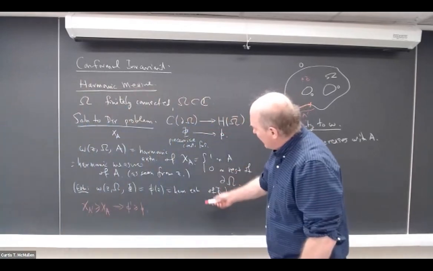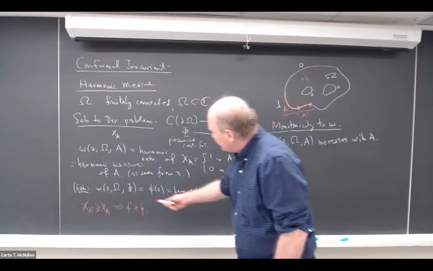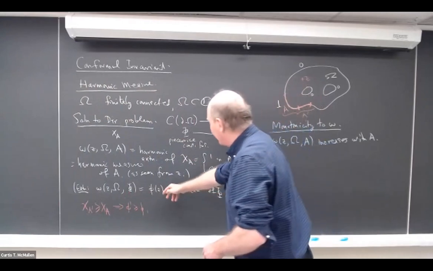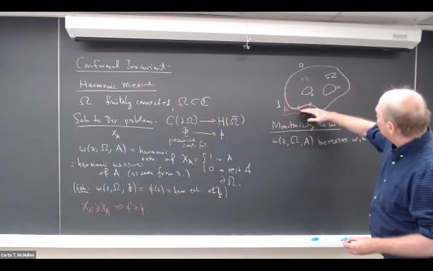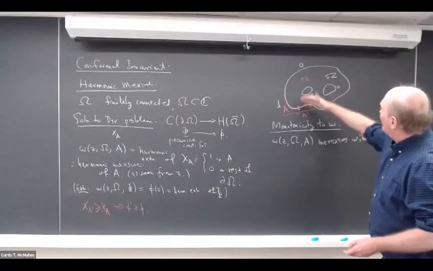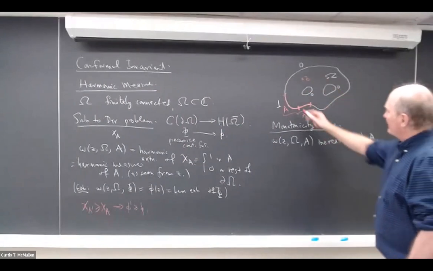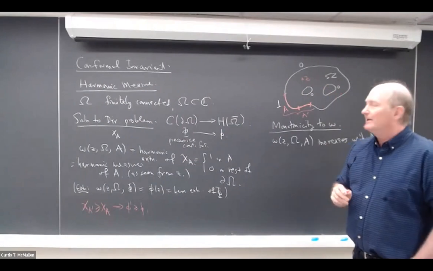So an important property of harmonic extensions is that they are monotone in the boundary data. As the boundary data goes up, the harmonic extension goes up. So if we make the boundary data bigger, then of course the harmonic measure goes up at the point Z. In other words, a bigger set has more influence.